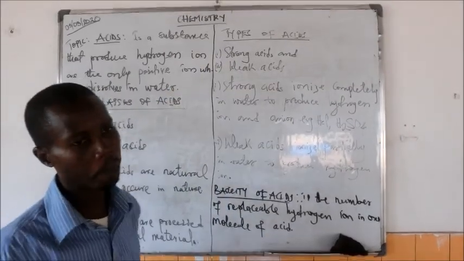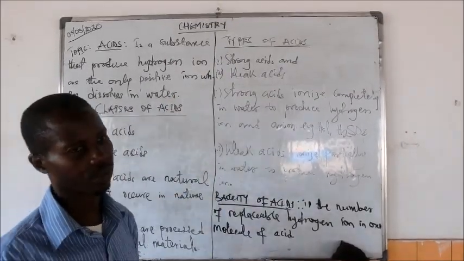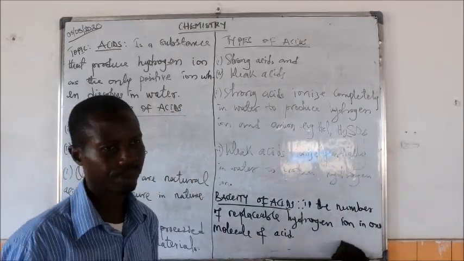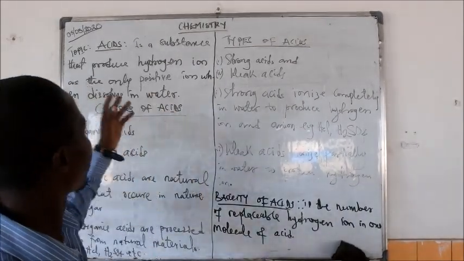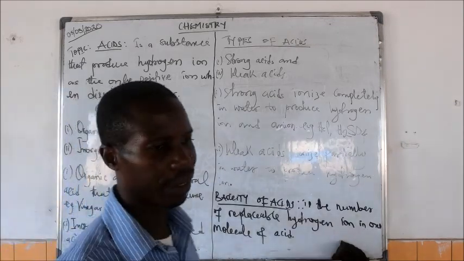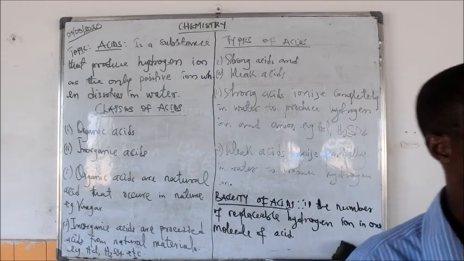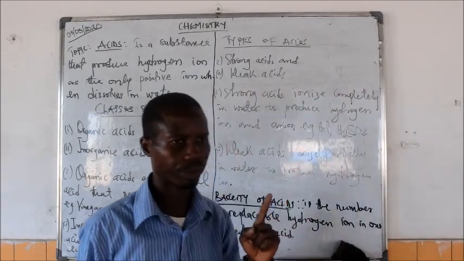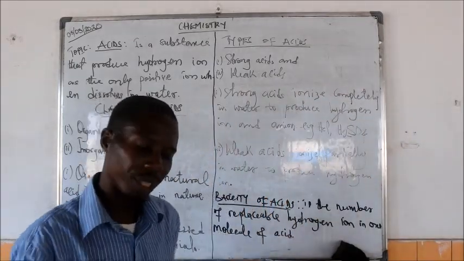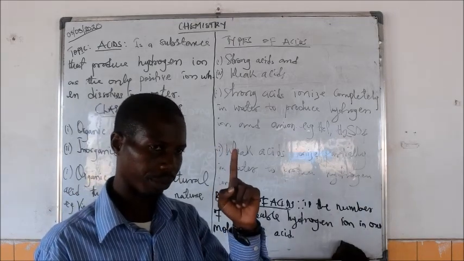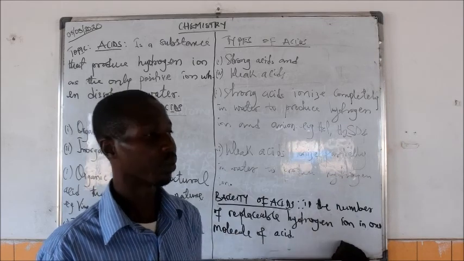Chemistry class, and the topic is simple. We know the topic as acids, and by definition, an acid is a substance that produces hydrogen ion when dissolved in water as the only positive ion. Are we together? That's the meaning of acid.